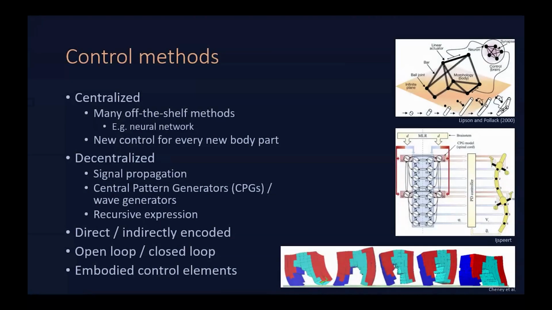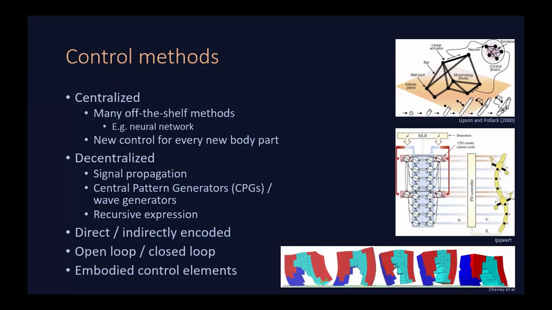For control methods, there are also various options to choose from. Centralized control methods are the most common ones, for example, a neural network that controls all inputs and all outputs. If you add actuators, then you also add some outputs of the neural network, and this is evolved and controls the whole robot in a centralized manner. It makes a lot of sense.